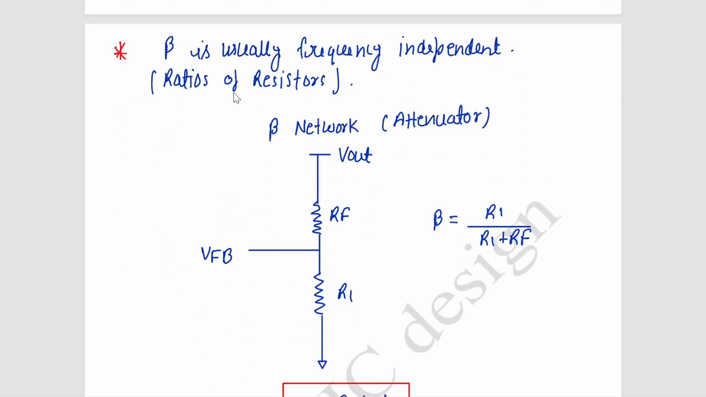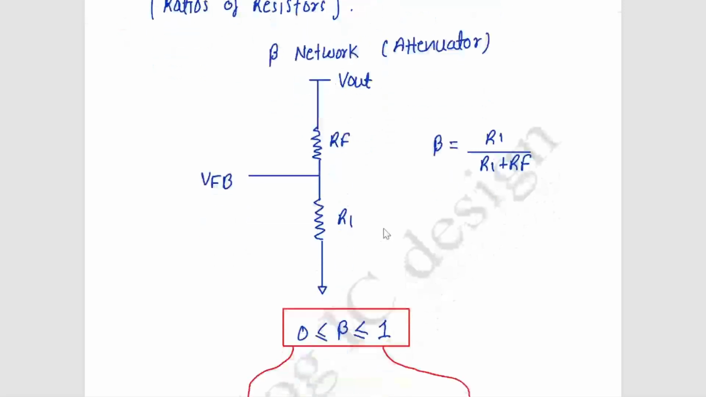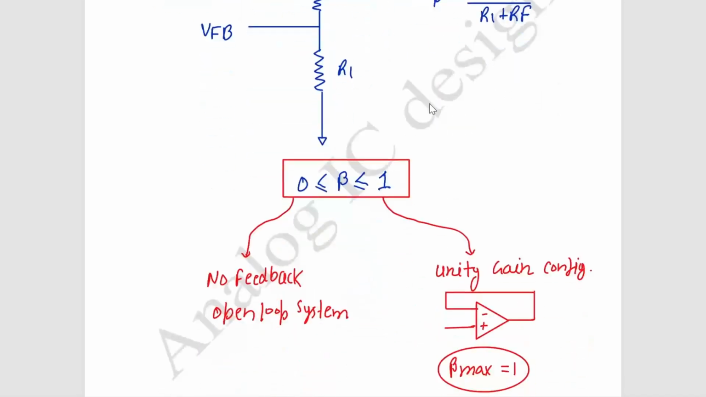So beta is usually a frequency independent ratio of resistors. We sense the output by a resistive divider network. Usually you will see this type of network. This is an attenuator, so beta equals R1 divided by R1 plus RF. Since it's a resistive attenuator network, the maximum value will be 1 and the minimum value is 0.